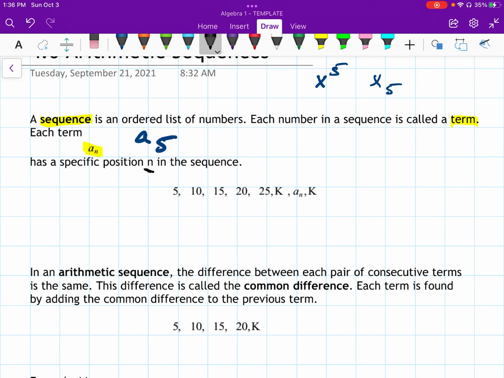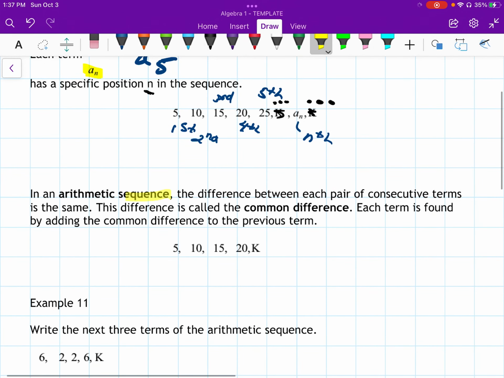So this is like 5, 10, 15, 20, 25, and this is supposed to be a dot, dot, dot, and then a sub n, and then dot, dot, dot. This would be like the first, second, third, fourth, fifth, and then we could generalize it to say the nth place.